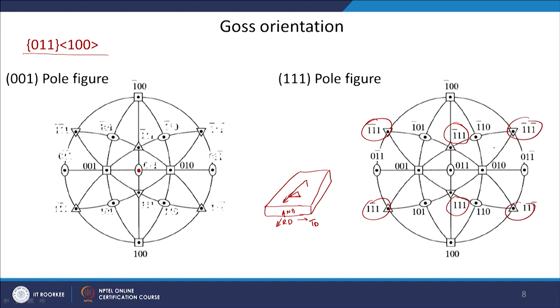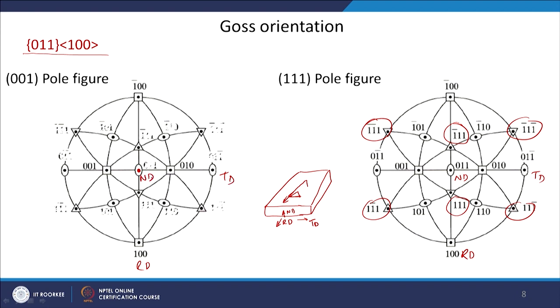So in a 111 pole figure, if you see a symmetry like this, you should be able to understand that it is a Gauss orientation, which has a 011 at the center, and the 100 is parallel to the rolling direction. So, this will be your RD, TD and ND. Similarly, this will be your RD, TD and ND.